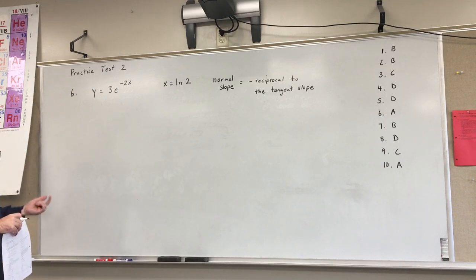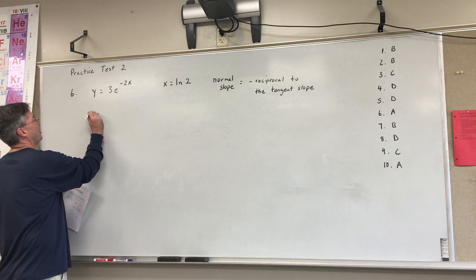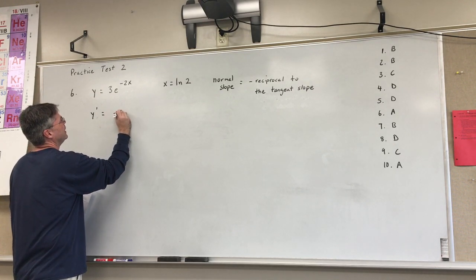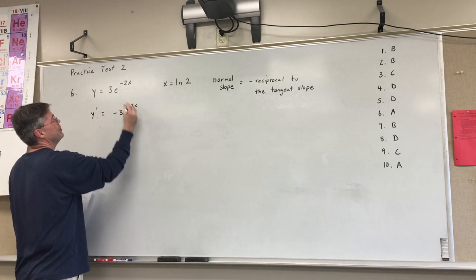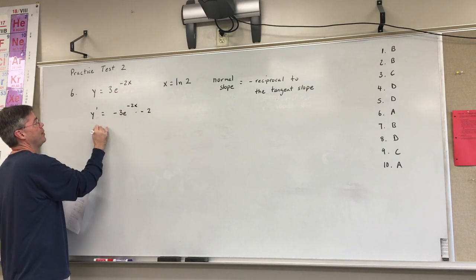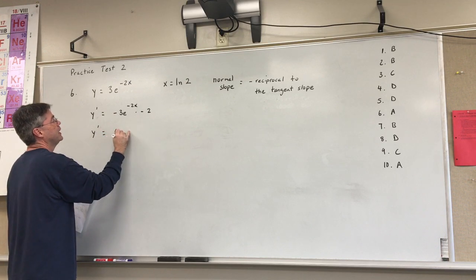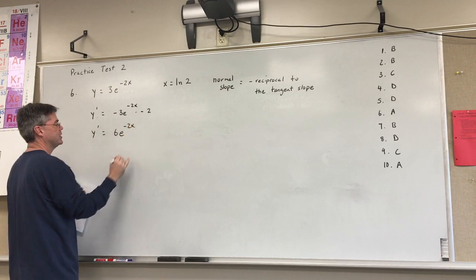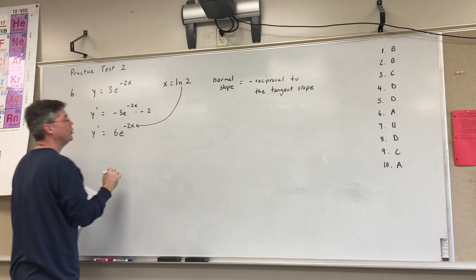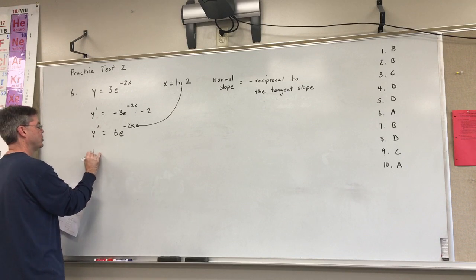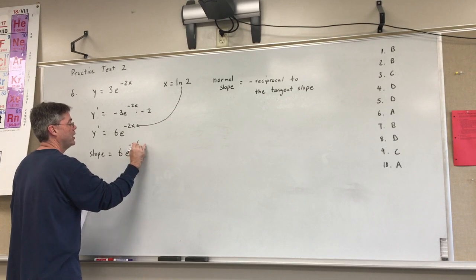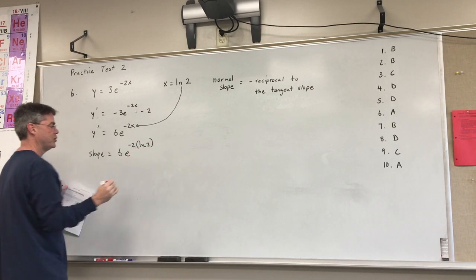So to get a slope, you're going to take a derivative, right? So y prime is equal to 3e to the minus 2x times the derivative of negative 2x. So that's negative 2. So y prime is equal to 6e to the minus 2x. We need to plug in the point natural log 2 to get the slope. All right, so our slope is equal to 6e to the minus 2 times the natural log of 2.